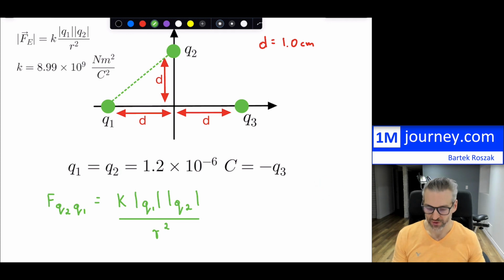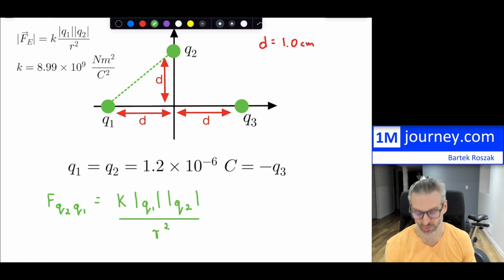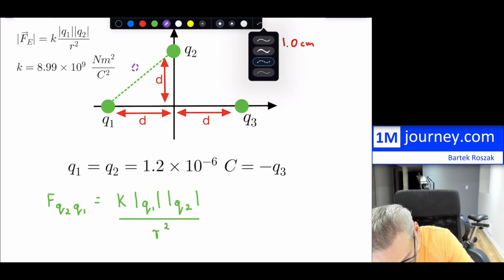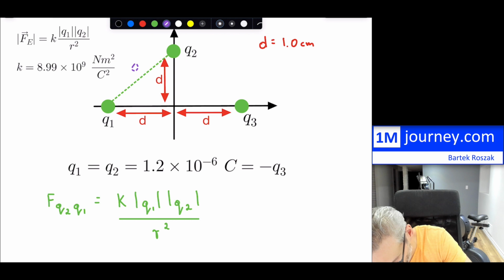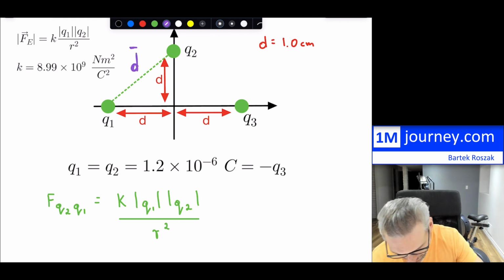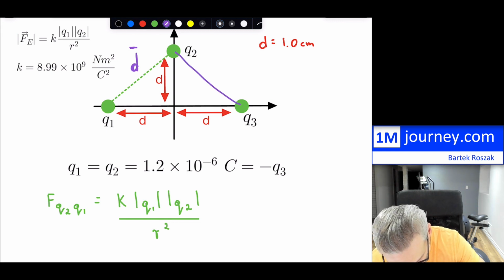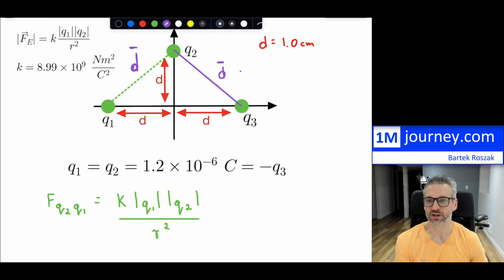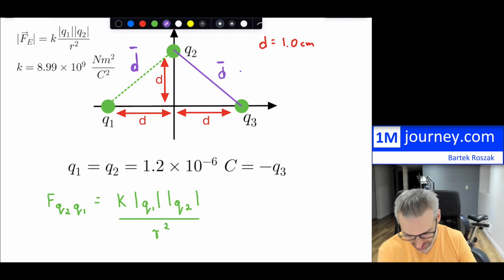So we're going to have to use the Pythagorean theorem. It's not that difficult in here because the D is equal to 1 centimeter. As you can see here, I'm going to call this D, so let's say D bar. Once I find that, I will also know the distance between here and here, because that's going to be the identical distance. So these two are actually equivalent, and that's why those two forces are going to be the same, just the directions might be different.